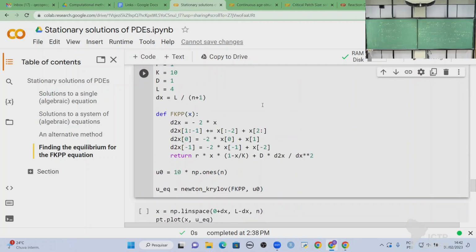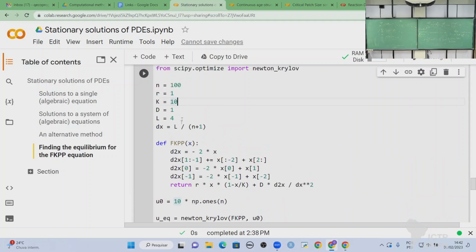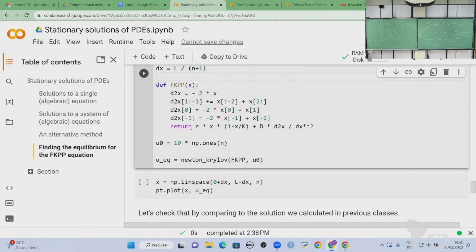Then I just give an initial guess. What is the initial guess here? Well, the carrying capacity is equal to 10, so I try a constant where the whole solution is equal to the carrying capacity. Of course, since we are now using absorbing boundary conditions, we know that this cannot be a solution, because at the borders it has to go to 0. But the solver will have to sort it out. Then we just pass this to the Newton-Krylov function.